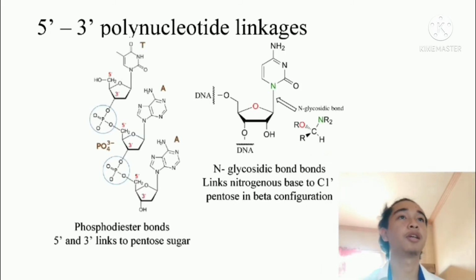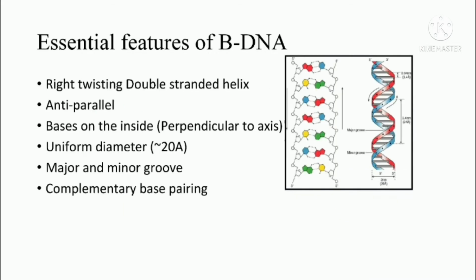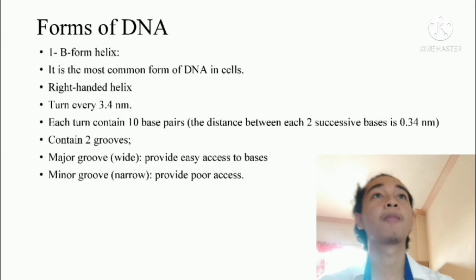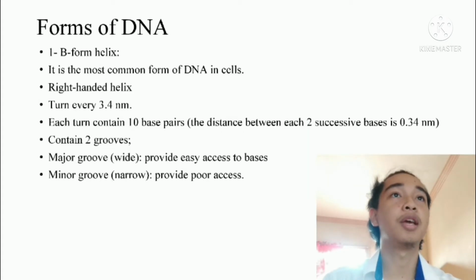5-to-3 polynucleotide linkages: phosphodiester bonds link the 5 and 3 carbons of the pentose sugar. N-glycosidic bonds link nitrogenous bases to C1 of the pentose in a beta configuration. The essential features of B-DNA: a right-twisting double-stranded helix, antiparallel, with bases on the inside perpendicular to the axis, uniform diameter, major and minor grooves, and complementary base pairing.